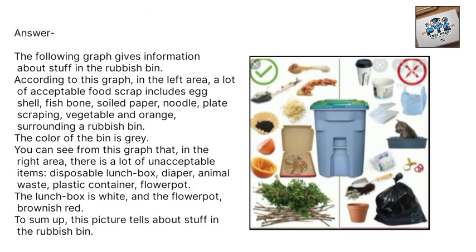The following graph gives information about stuff in the rubbish bin. According to this graph, in the left area, a lot of acceptable food scraps include eggshell, fish bone, soiled paper, noodle, plate scraping, vegetable and orange, surrounding a rubbish bin. The color of the bin is gray. You can see from this graph that, in the right area, there are a lot of unacceptable items: disposable lunchbox, diaper, animal waste, plastic container, flower pot. The lunchbox is white, and the flower pot is brownish-red. To sum up, this picture tells about stuff in the rubbish bin.